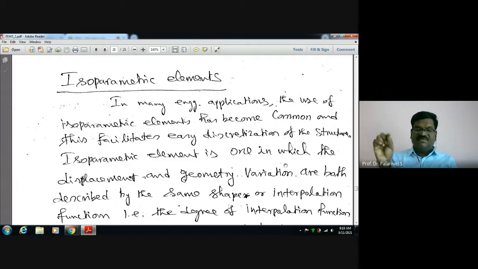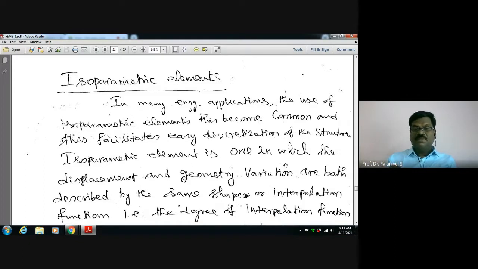If the same shape function is used to obtain the displacement, just now I told you, u and v at any point inside the element, and the geometry, meaning coordinates xy of that interior point, we call it isoparametric elements. Those elements are called isoparametric elements. The best example is your three-noded triangular element, which best represents isoparametric elements.